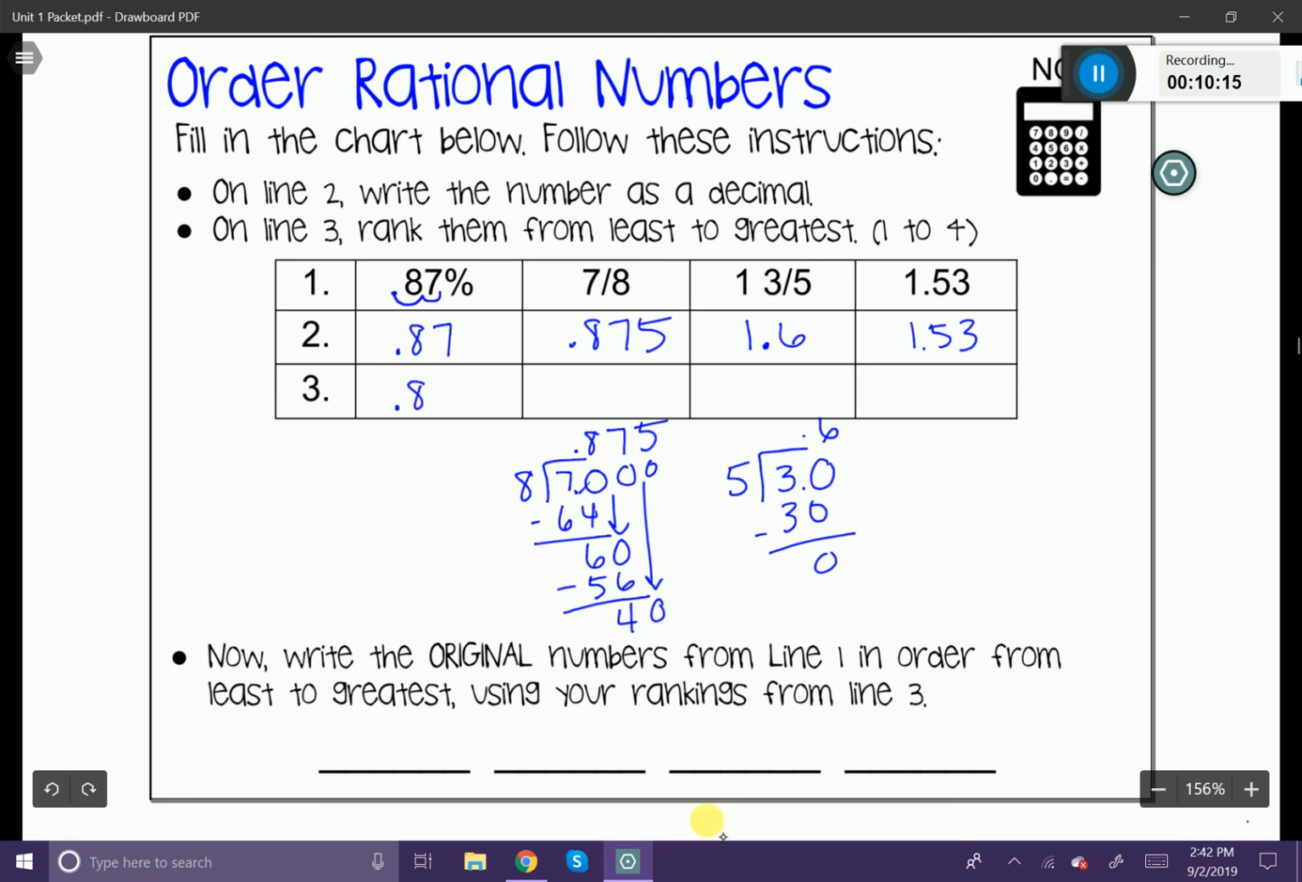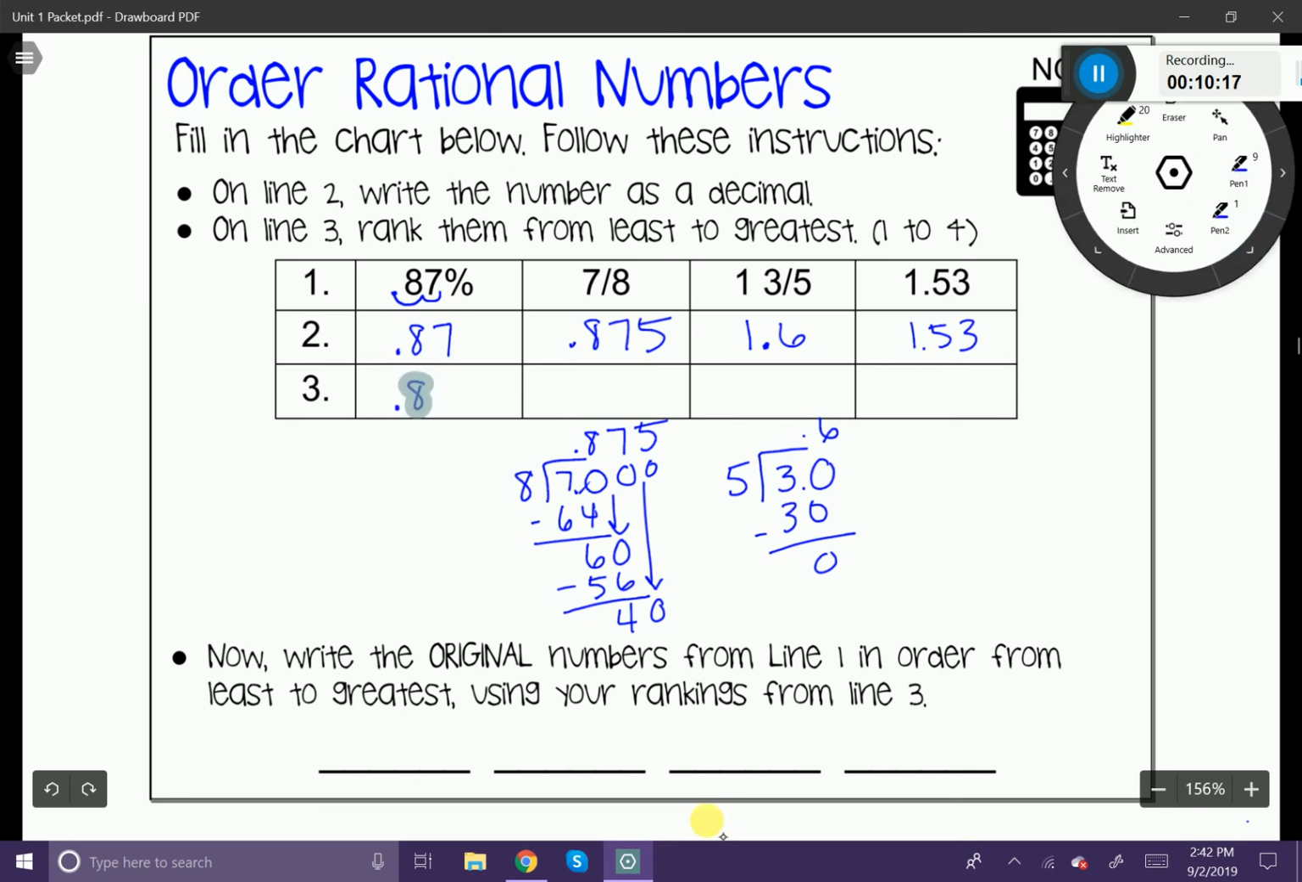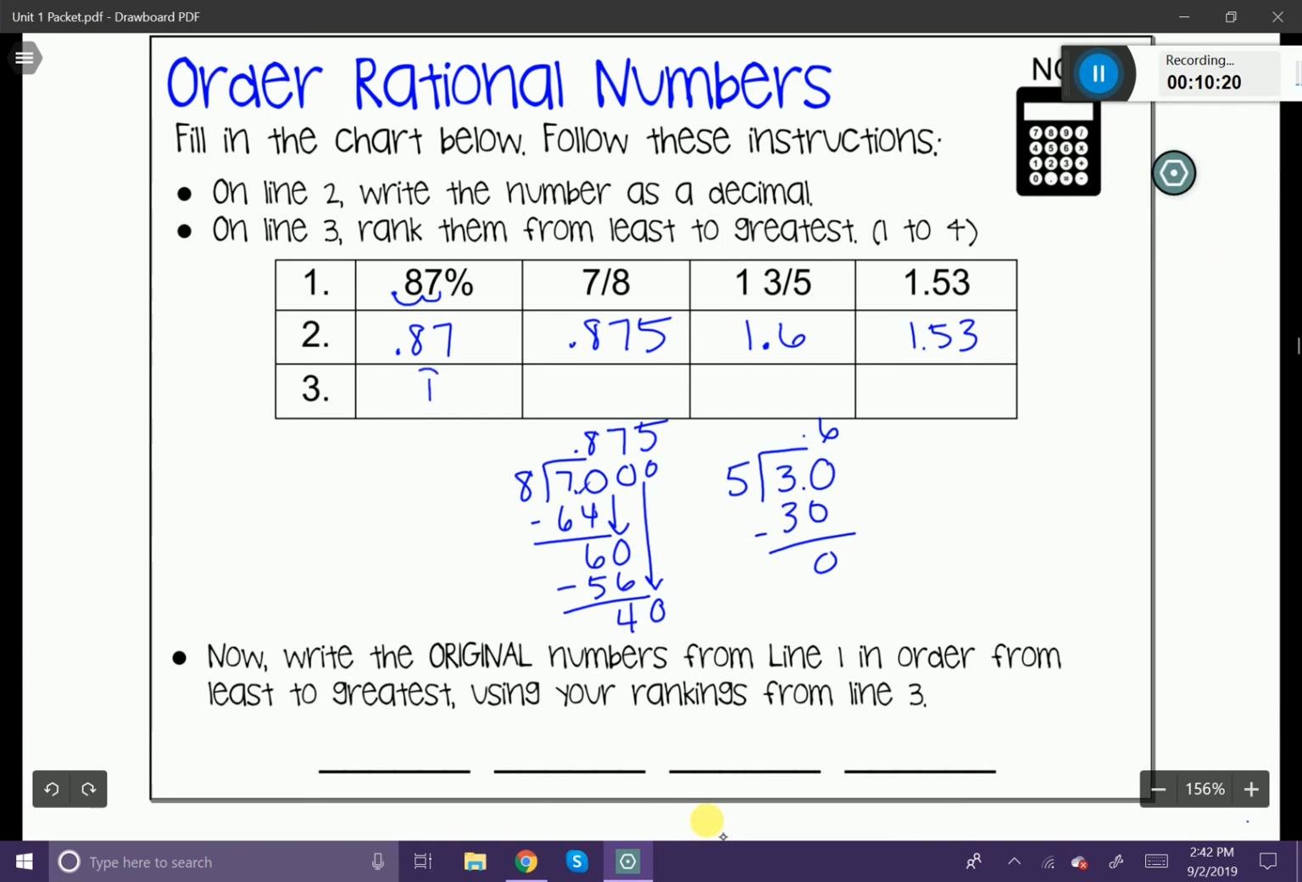So, oh, I didn't mean to write the number. I meant to write a 1 there. So let me go ahead and do that. So this is my least number, my second least number, my third least number, and then my fourth least number. So let's go ahead and write the originals on the line now.